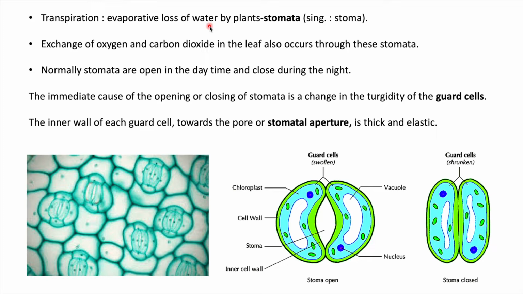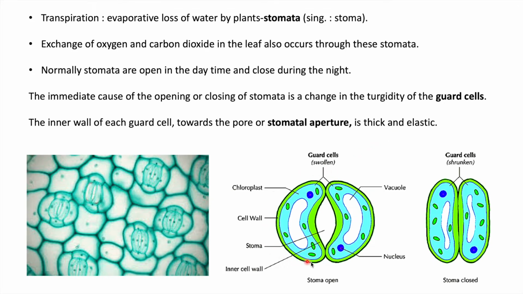Transpiration is the loss of water by plants by the process of evaporation. This process happens in stomata, which are present on leaves. Not only does water loss happen, but exchange of oxygen and carbon dioxide also occurs through the leaf by these stomata. Normally stomata remain open in daytime and closed during night time. The immediate cause of opening and closing of stomata depends upon the turgidity of the guard cells.